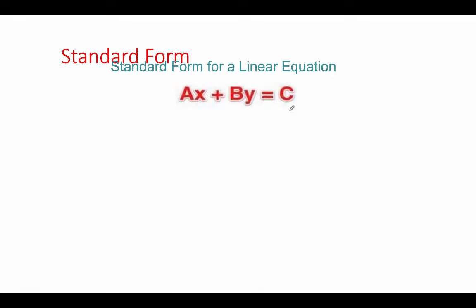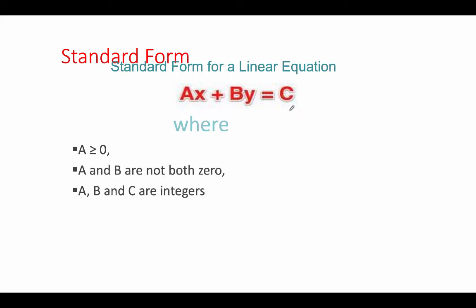Standard form is when we have the x term first, y term second, constant on the right of the equal sign. Okay, A and B are not both 0. That's important. A has got to be positive.